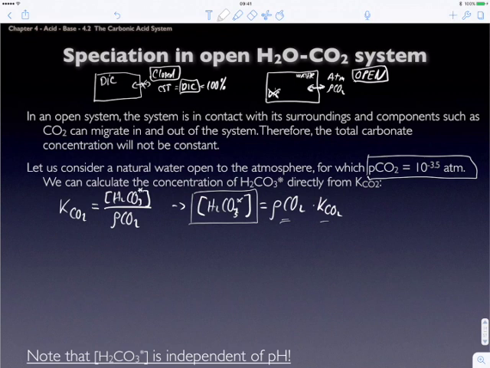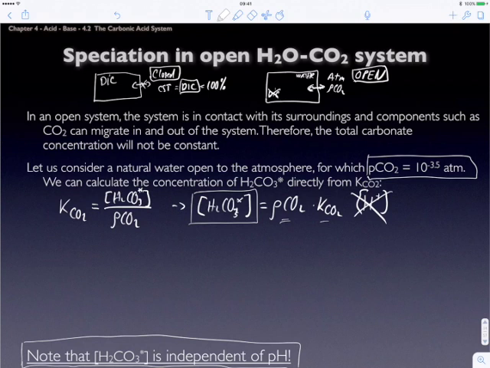What is important to notice is this amount is independent of the pH. You don't see any H plus concentration in this equation. So this is whatever pH in your water. If you have an acidic pH, if you have an alkaline water, if you have a neutral water, you will have exactly the same amount of H2CO3, of carbonic acid, inside your water. What will change is the amount of other species, bicarbonate and carbonate, but the carbonic acid will be the same.